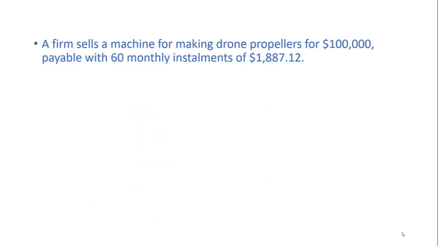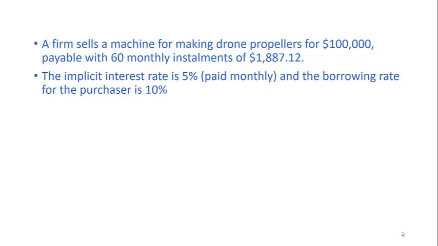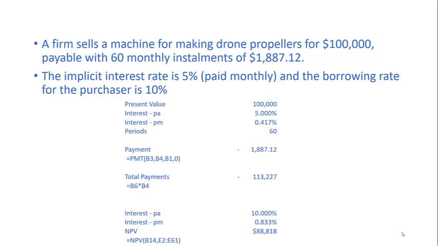Now, just to appreciate how things change if you have a different interest rate, a firm sells a machine for making drone propellers again, same payment structure, but now the borrowing rate for the purchaser is 10%. The borrower is more risky, and that would dictate that the present value of the cash flows that we're going to receive has declined. So it starts off the same, but what you can see now at the bottom of the slide is that when we discount those cash flows at a 10% interest rate per annum, 0.833% per month, this tells us that the net present value of the cash flows is only $88,818 now.